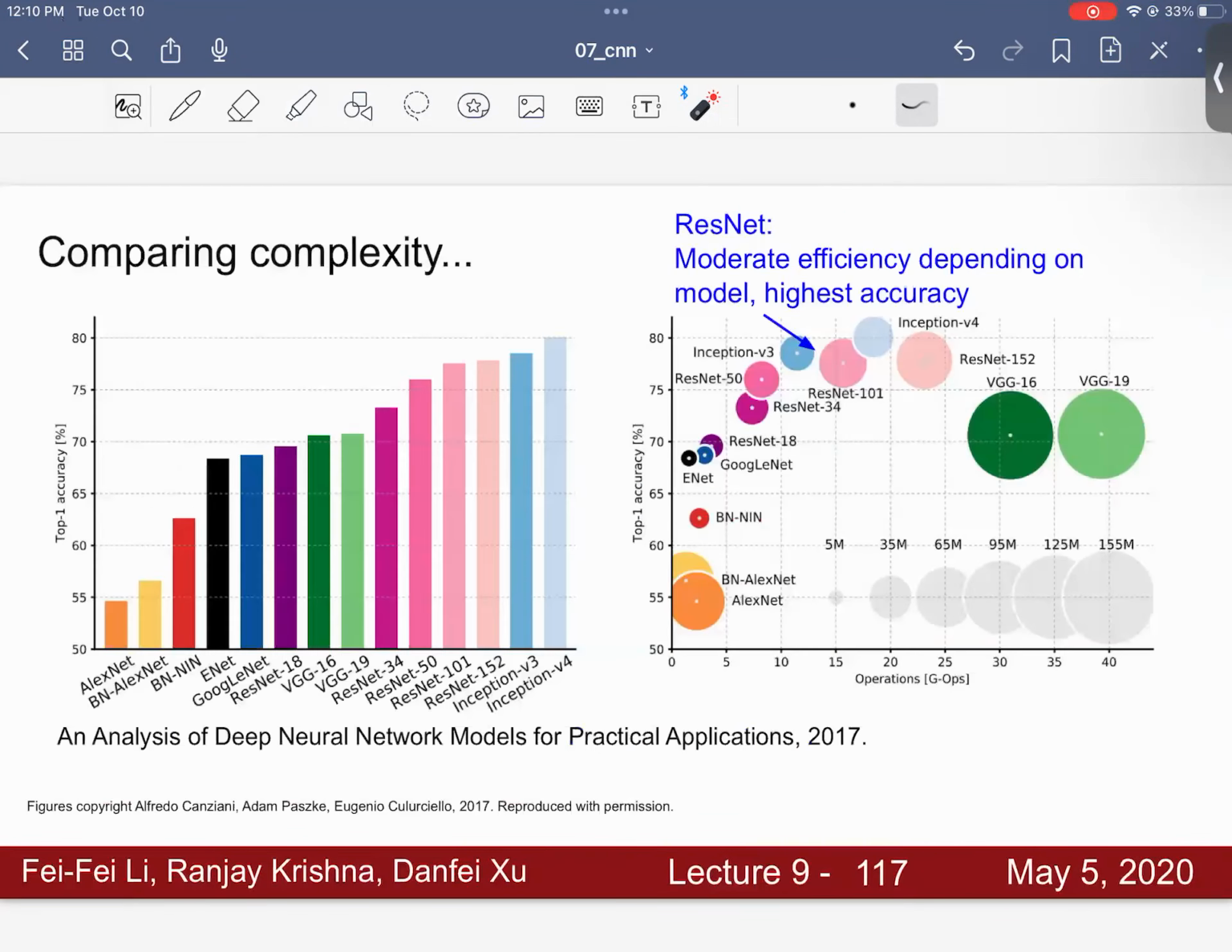So there are a lot of different ConvNet architectures like VGG, ResNet, Inception version 1, 3, ResNet 50, Inception version 4, and they have different numbers of parameters and different numbers of operations, the flops, and it's just a chart for comparison between different architectures.